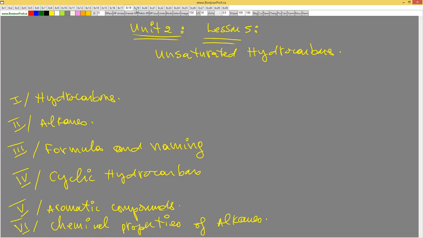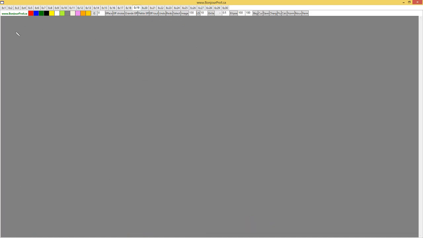So what are the chemical properties? What can we do with alkenes? We can burn them: combustion. The first is combustion reactions. We burn them, and this is what we do, for example, in our cars, and with the gas at home, etc.